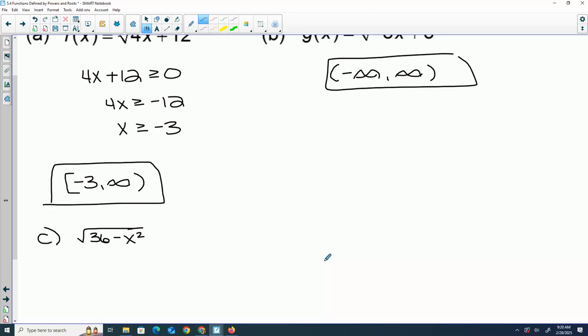So is it negative infinity to positive infinity, or do we need to work something out? We have to work it out here. When we look at this, because it's an even root, the thing under the radical is greater than or equal to 0. If you add over your x squared, you get 36 is greater than or equal to x squared, or x squared is less than or equal to 36.